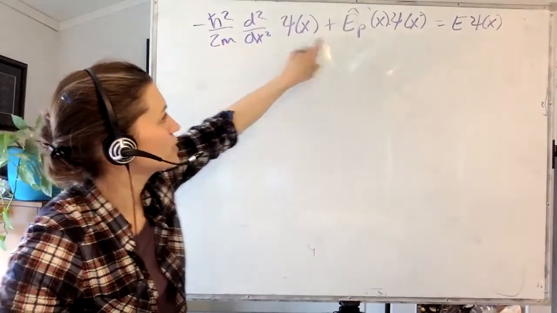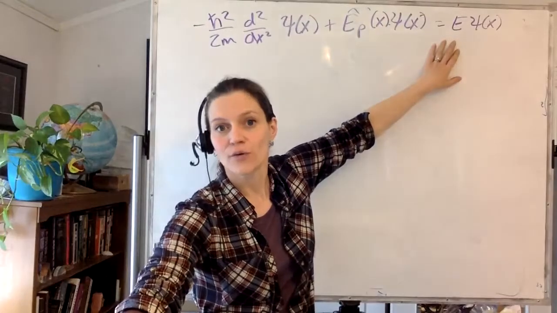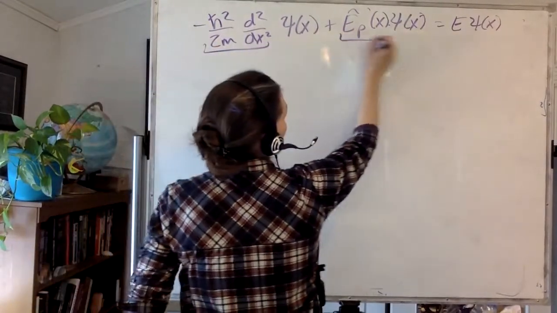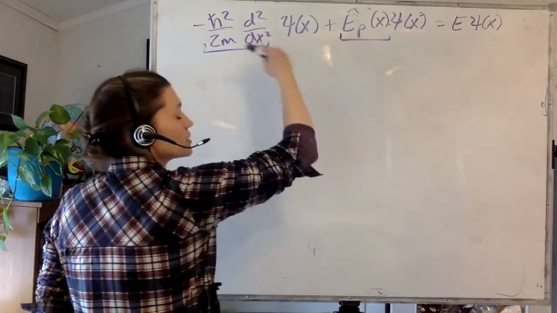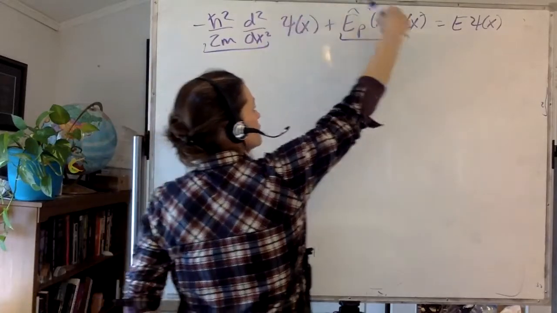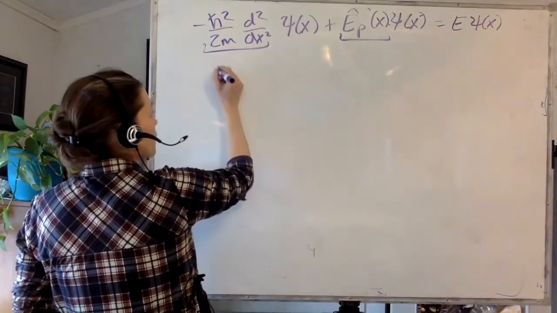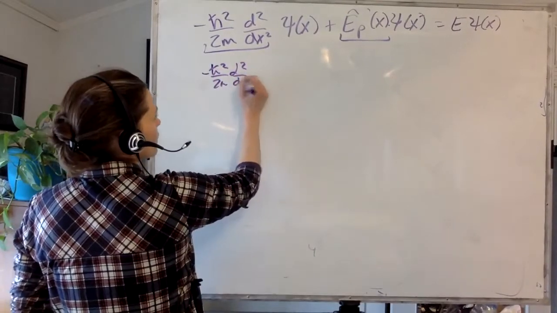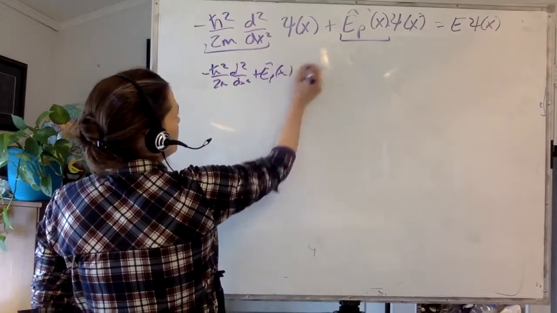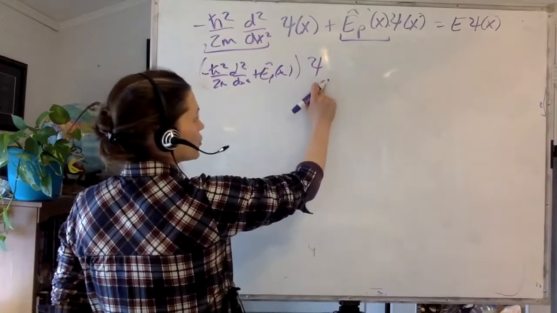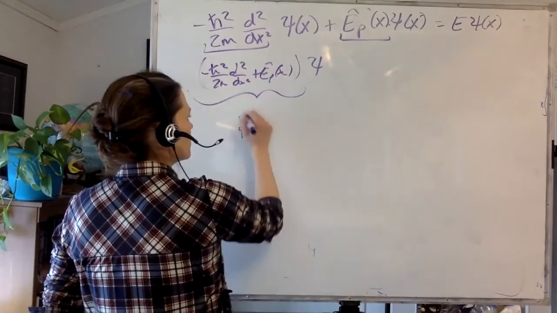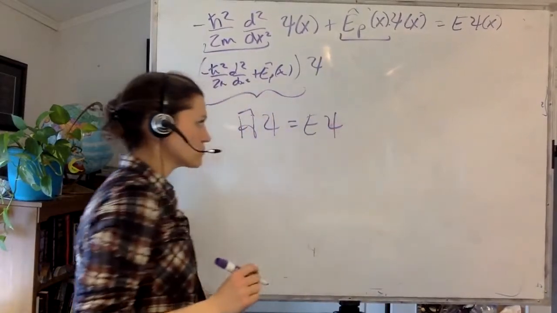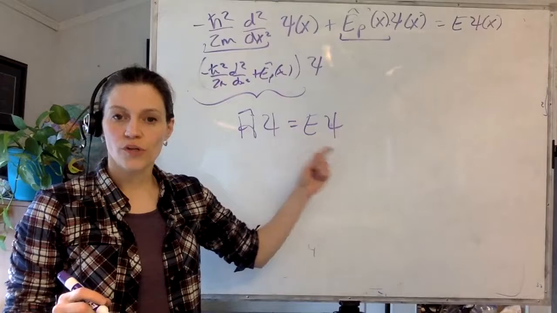You've got the kinetic energy and potential energy, yielding the eigenvalue equation of the energy. If you factor out the wave function, you'll have minus h bar squared over 2m d squared dx squared plus the potential, all operating on your wave function. This is your Hamiltonian. So I'm going to start with your Hamiltonian.